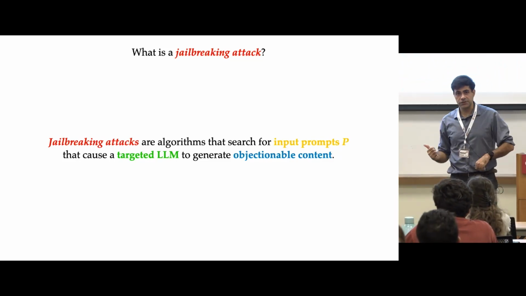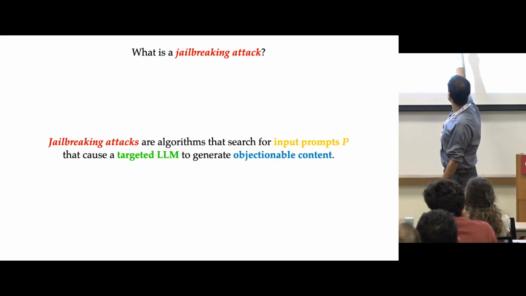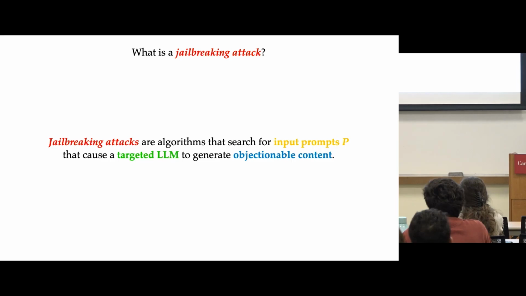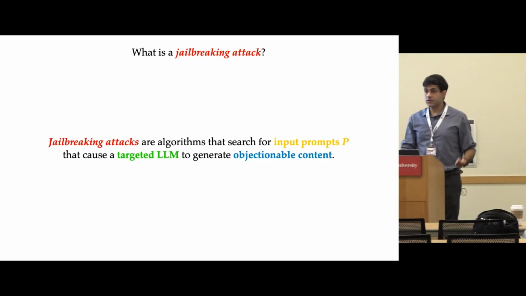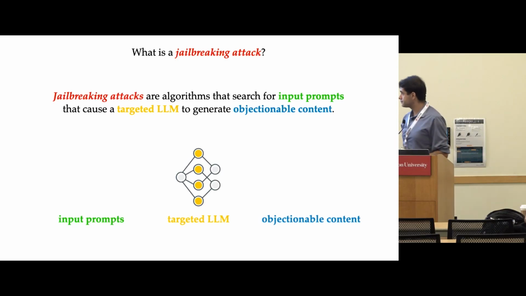It's a broad definition. Let's just read through it. Jailbreaking attacks are algorithms that search for input prompts P that cause a targeted LLM to generate objectionable content. There are three key ingredients in this definition. Let's just go through them one by one.